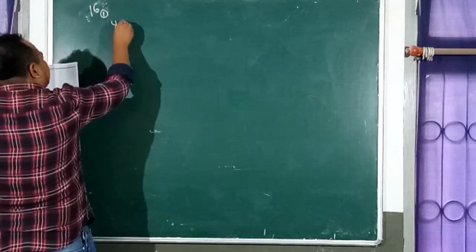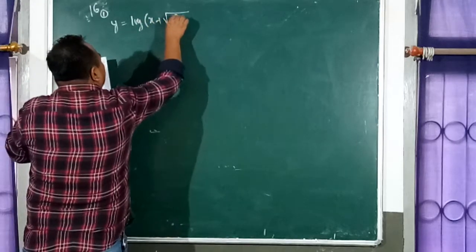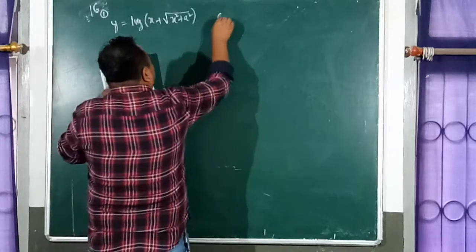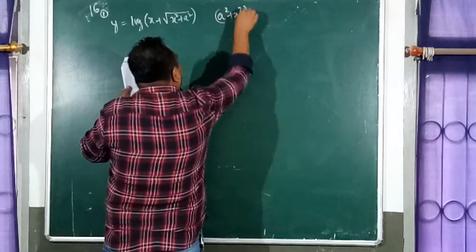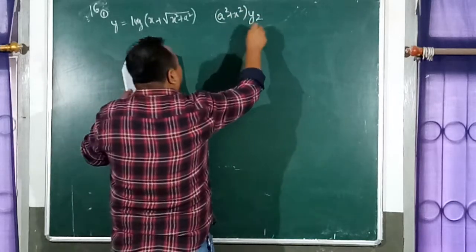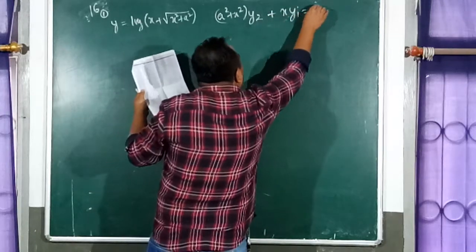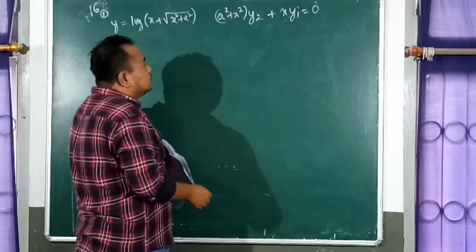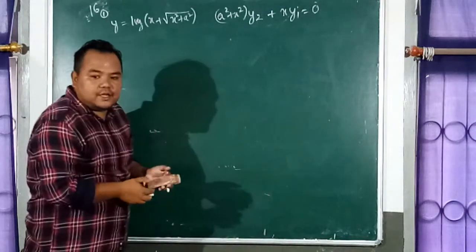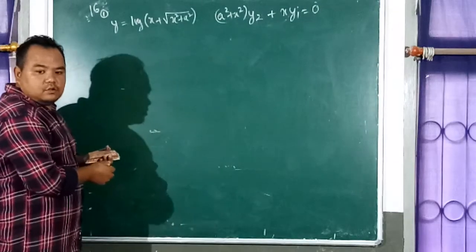16 subdivision 1. If y equal to log of x plus under root x square plus a square, prove that a square plus x square y2, what is y2? Second order derivative d2y by dx2, plus xy1 equal to 0. So this is what you are supposed to prove. So let us do it together. Okay, come on. Yes, some of you have joined. Good.